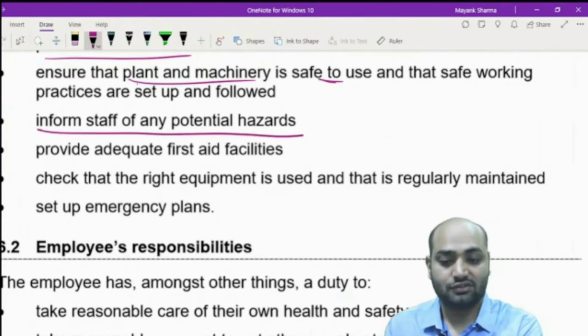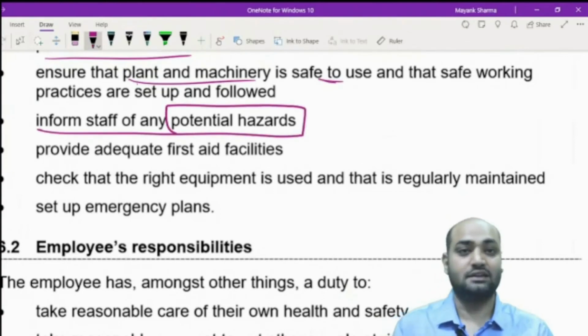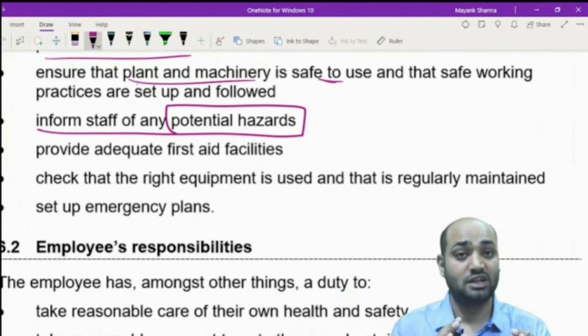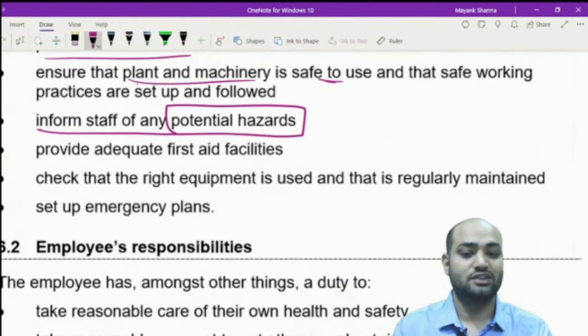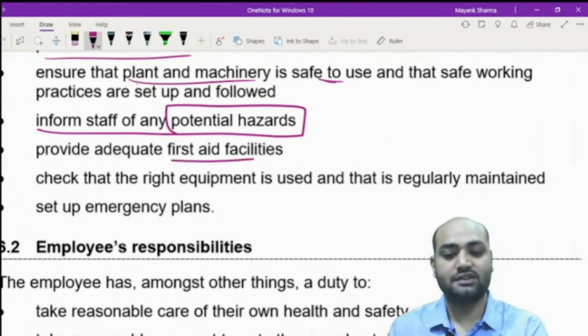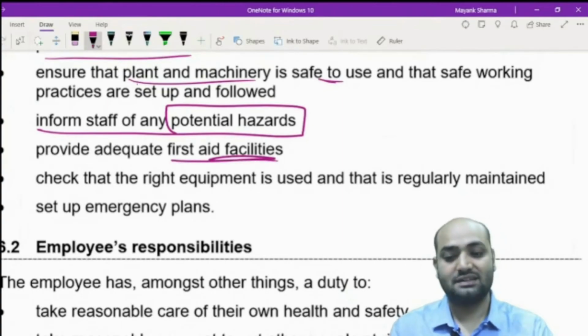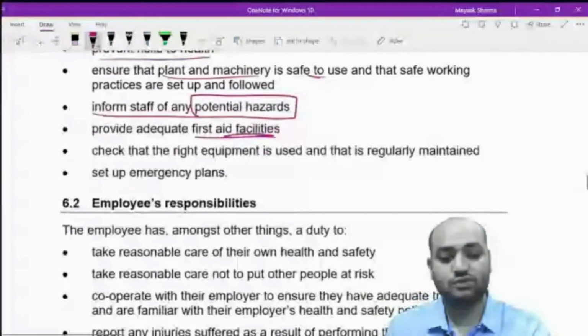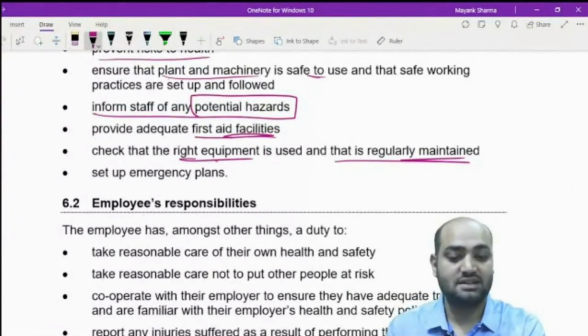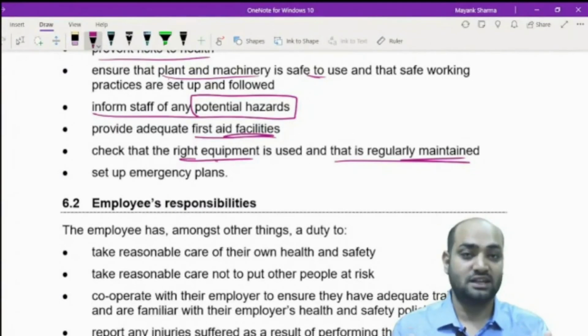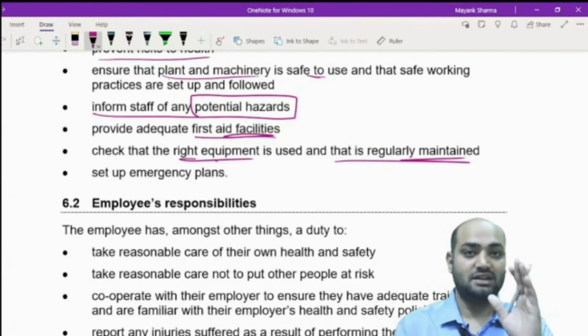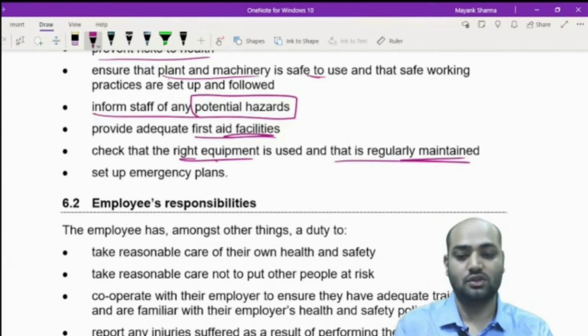Inform staff of any potential hazards. Like as I gave you an example, there should be an indicator indicating that the floor is wet. Provide adequate first aid facilities. There should be first aid facilities in place. Check that the right equipment is used and that it is regularly maintained. There should be proper right equipment. Like if I'm talking about a fire extinguisher, then the fire extinguisher should not expire. They should be useful. They should be placed in upright manner so that they can be used also.